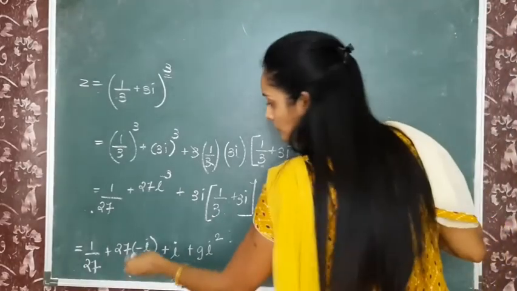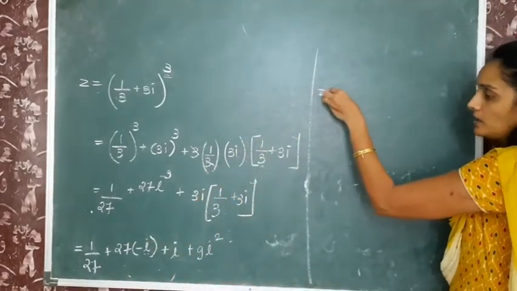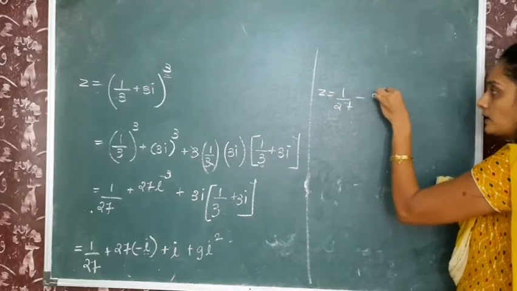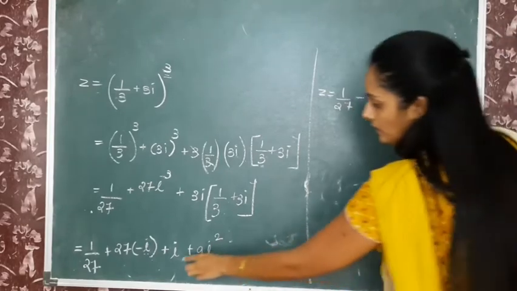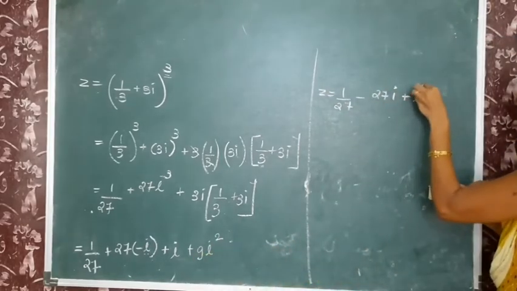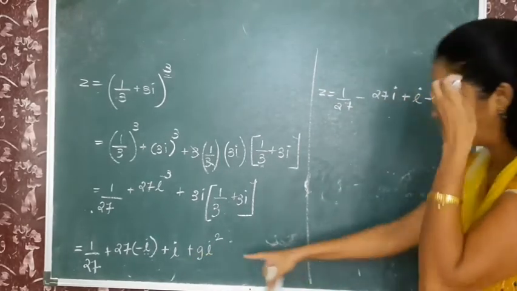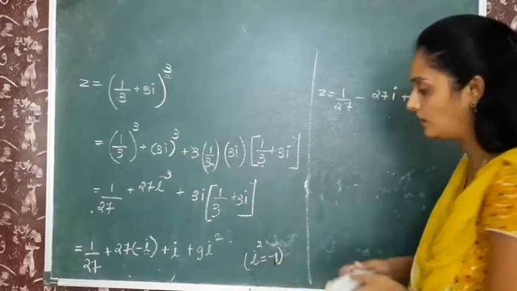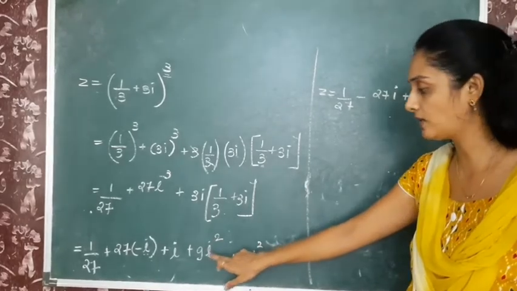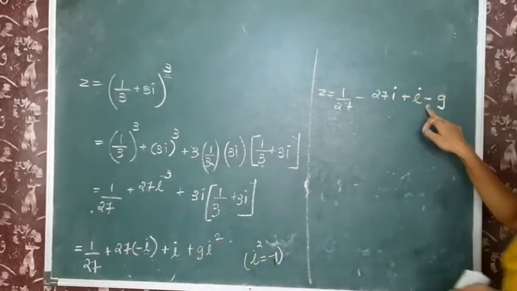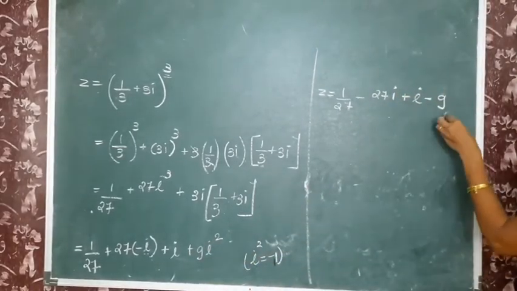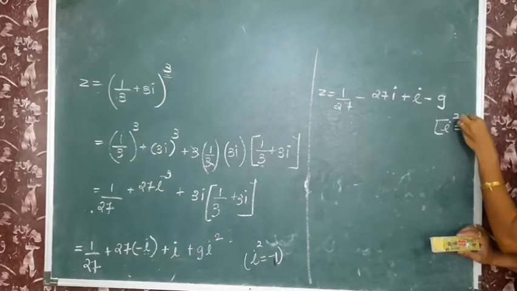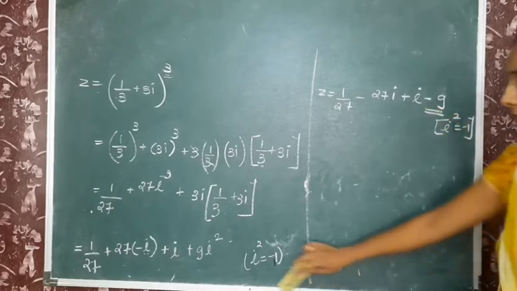Now z is equal to 1 upon 27 minus 27i plus i minus 9. Since i square is equal to minus 1, here I can replace i square by minus 1, so plus minus minus 9. If you want, you can write i square is equal to minus 1, so this term is minus 9.